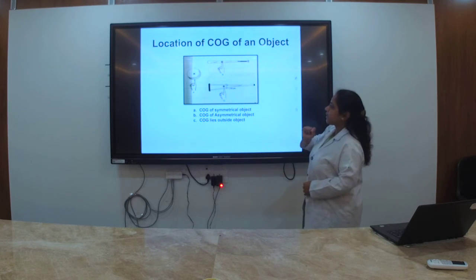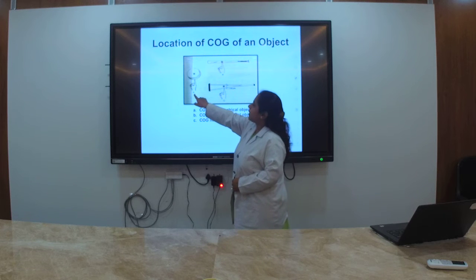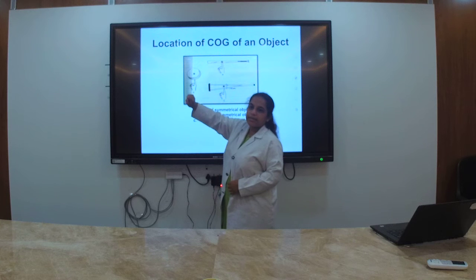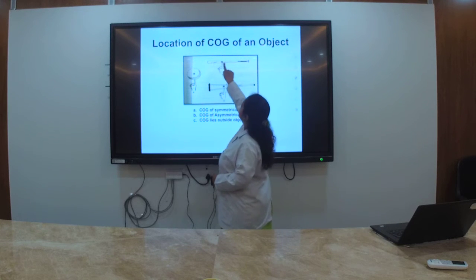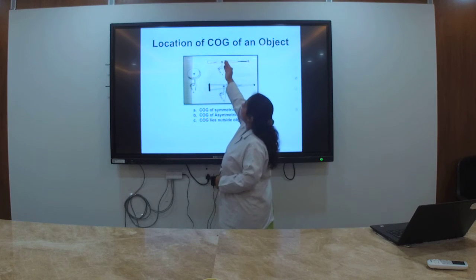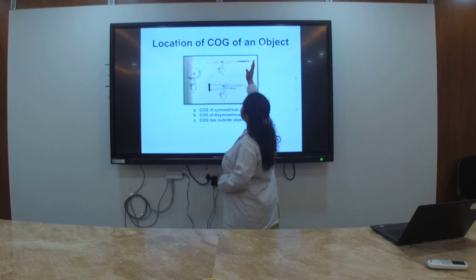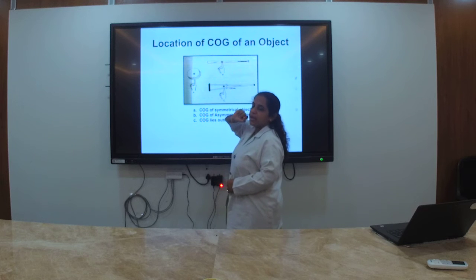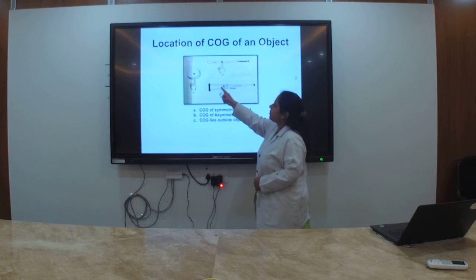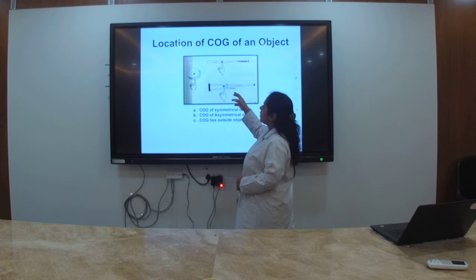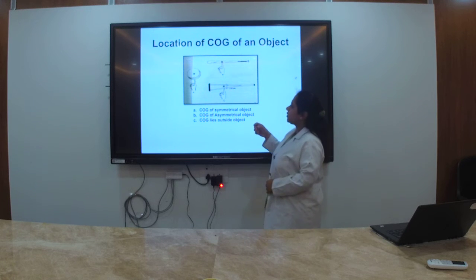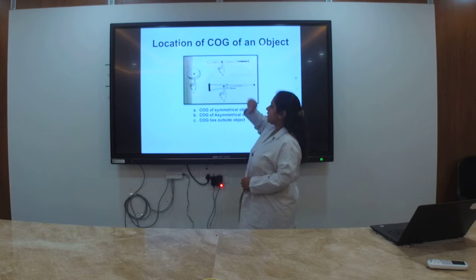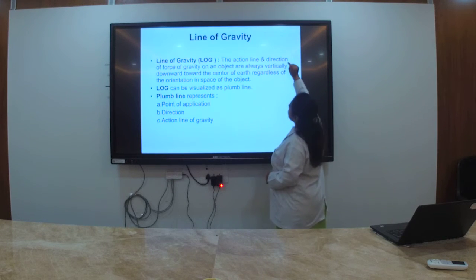Now let us see the example. This is the symmetrical object like a ball where the center of gravity lies at the center. Now this is something asymmetrical object like one side is heavier, another side is light. So the center of gravity lies towards the heavier object. And this is some asymmetrical object, a different object like a crutch where the center of gravity lies outside the object.